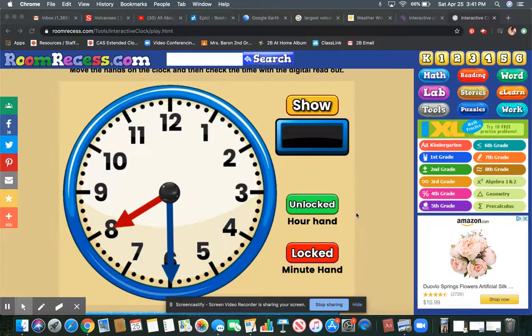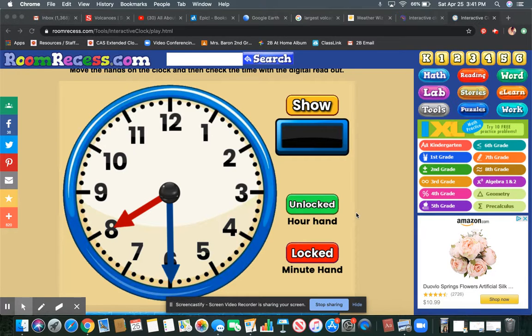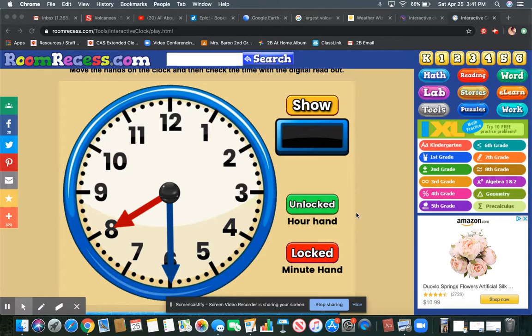Okay, second graders. So today we're going to talk about the hour hand, and I want to review something that's tricky for us every single year. I see this mistake all the time, so I want to make sure I address this specifically because I want to get that trickiness out of your brain for the hour hand.